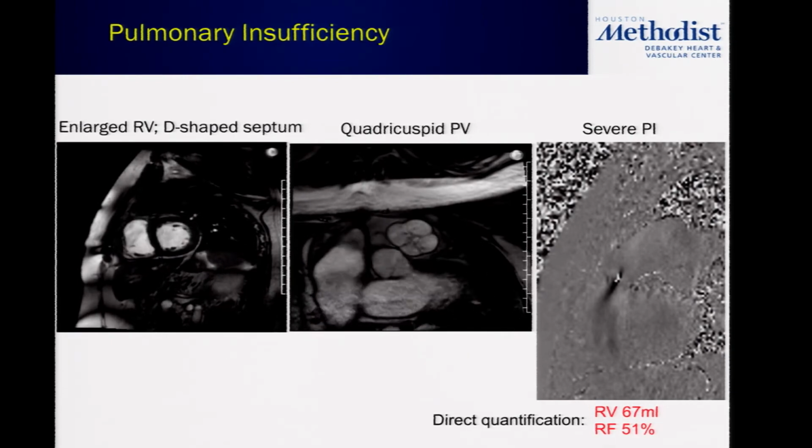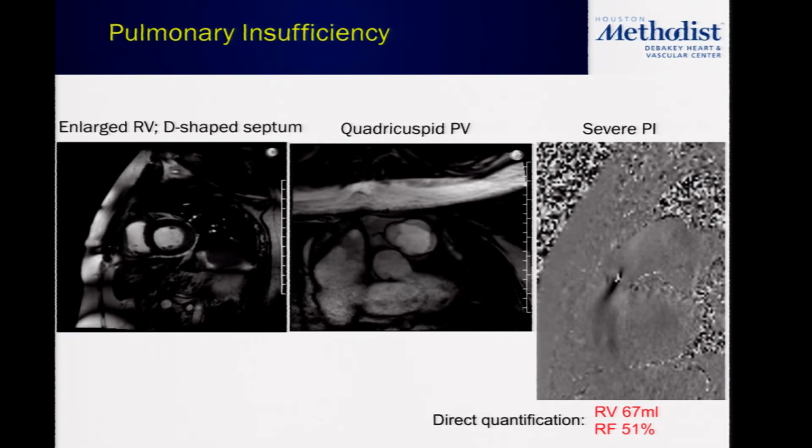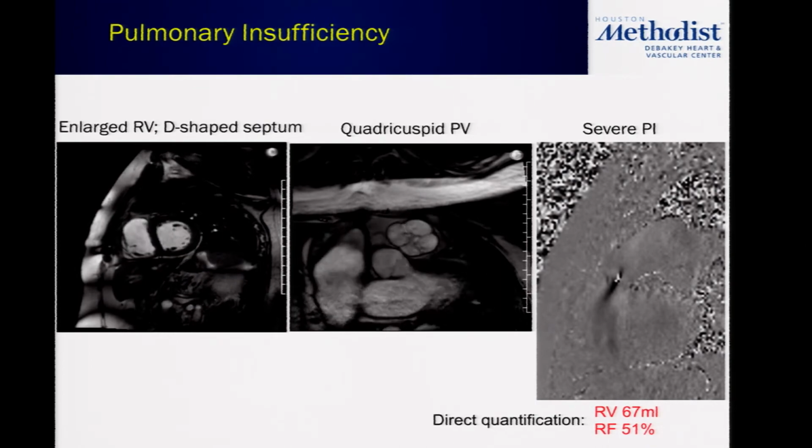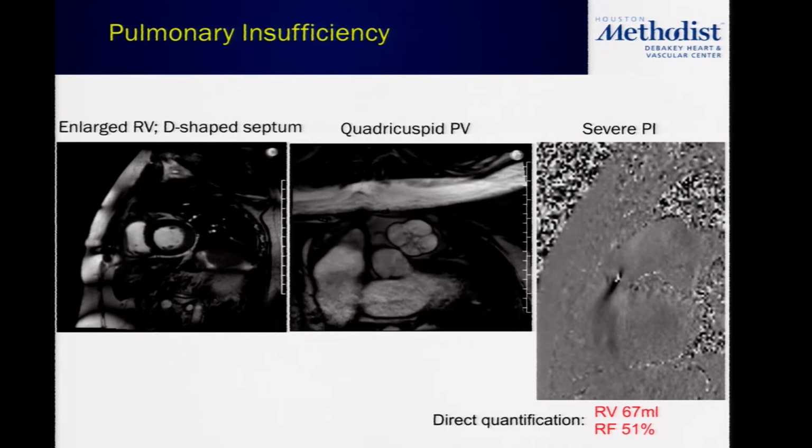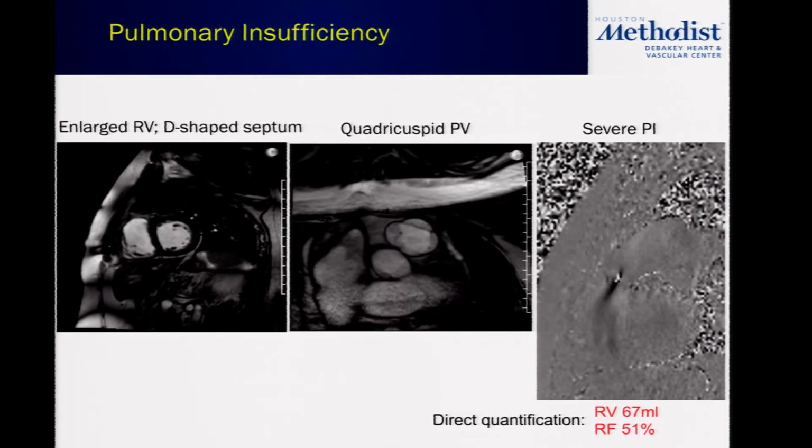And then obviously the other advantage with CMR is that you can image the pulmonic valve very nicely. And here's a nice example of a patient with a quadricuspid pulmonic valve seen just on regular cine CMR techniques.